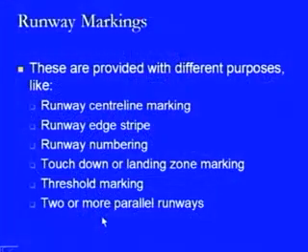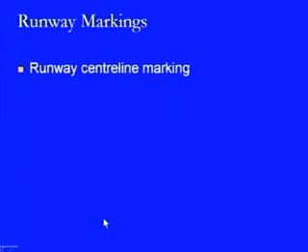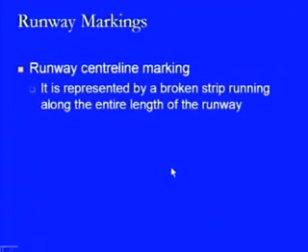Then in case there are two or more parallel runway strips, the markings related to those need to be provided. Now, we look at the very first type of runway marking, and this is the runway center line marking. This runway center line marking is provided along the entire length of the runway strip. Now, this is one thing, because from the very start to the end this has to be there.